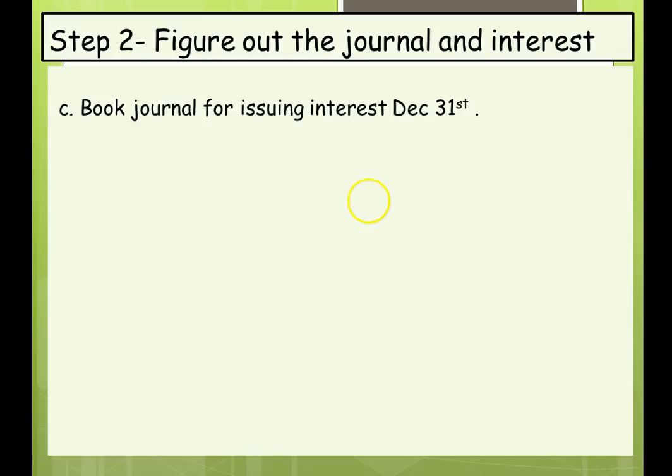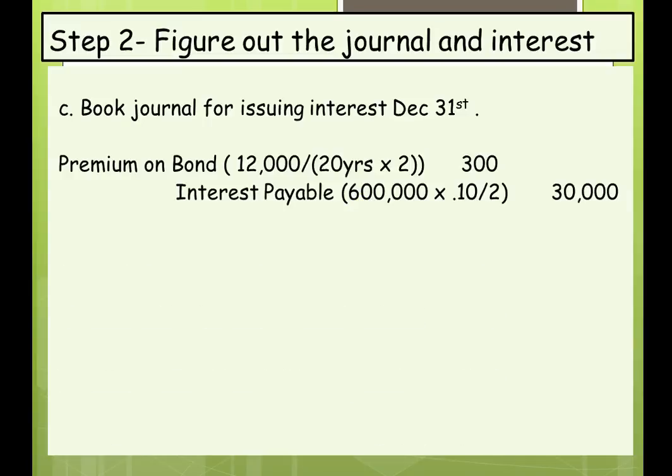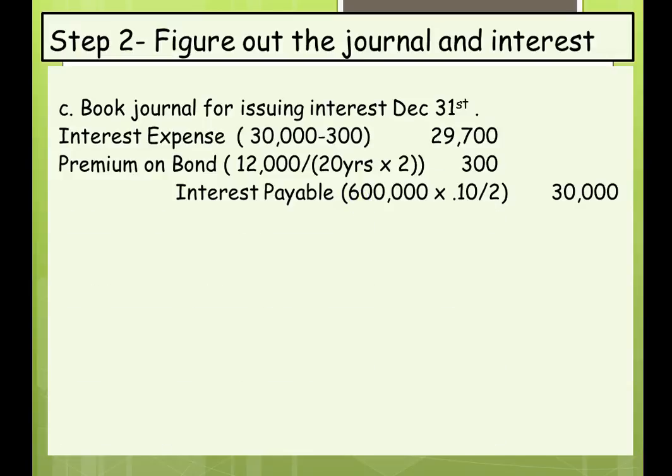Now, what happens at year end? Well, we're going to have to accrue the interest. So instead of cash, we're going to use interest payable. We're going to amortize another $300 for our bond, and then we do our interest expense again. Note, this is the same entry.